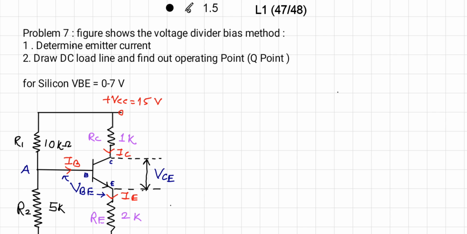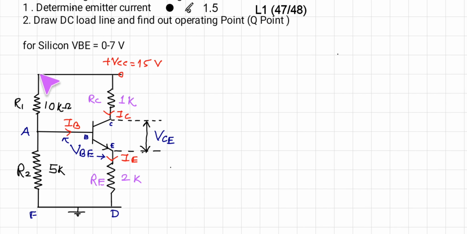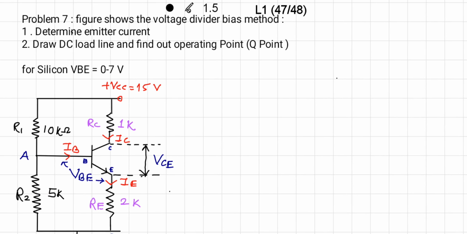Okay, thank you. So now let us consider the problem. Let's see, the figure shows the voltage divider bias method. So here we know that this is voltage divider, resistance R1 and R2 at point A is connected to base and it is dividing the voltage, so it is voltage divider method. So here determine the ammeter current. So you want to find out the IE. So in order to find out IE, you should think about IB and IC, and draw a DC load line and find the operating point, that is a Q point.